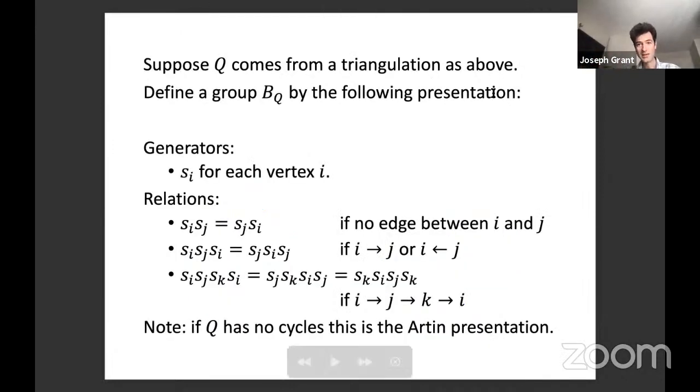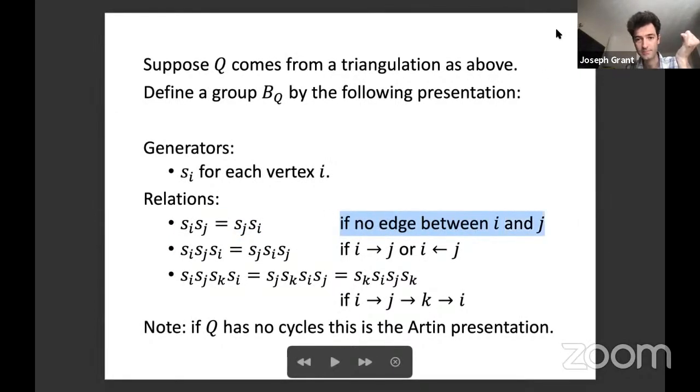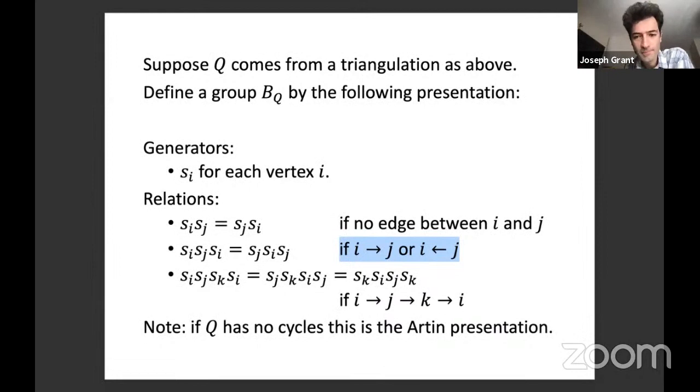Right, and now I'm going to tell you how to get a group by a presentation. I'm going to suppose that my quiver Q comes from this procedure I just showed you. Then I want to define a new group, BQ, by the following presentation. Again, I'm going to have a generator for each vertex, just like in the Artin presentation. And the commutativity relation, as before, will happen if there's no edge between my vertices. I'll have this Reidemeister 3 relation if there's an arrow. It's oriented, but I don't care which direction the arrow points.